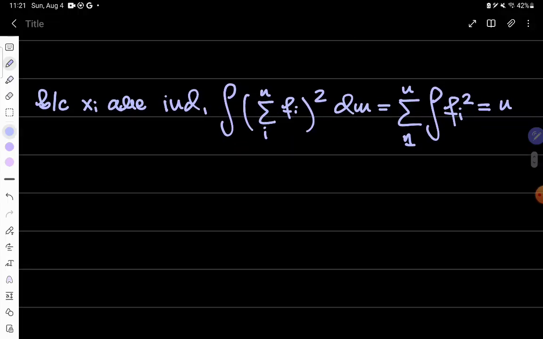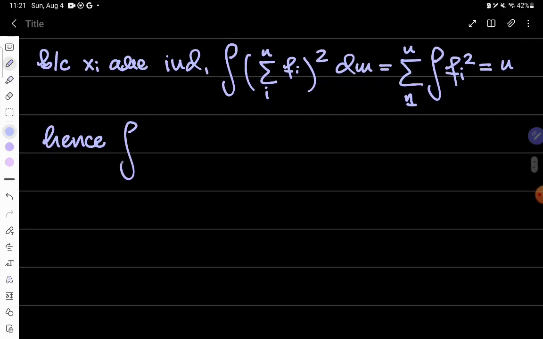So this shows that the integral of all these S_n squared is equal to 1 over n.